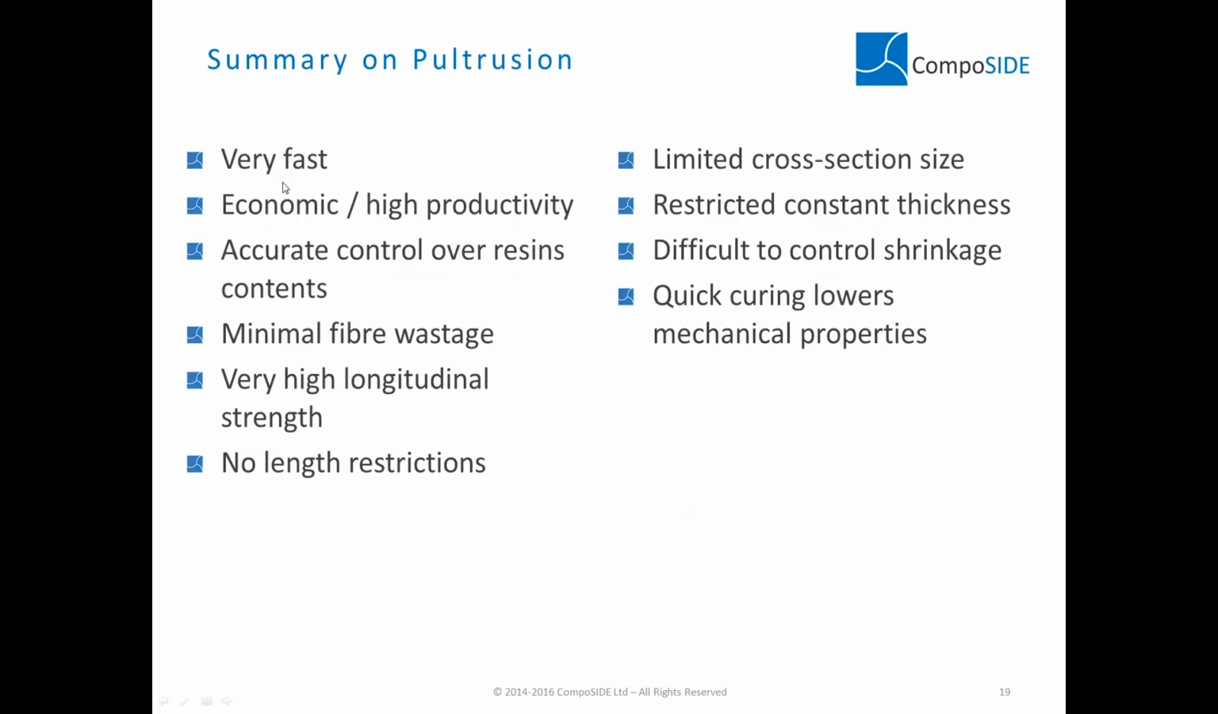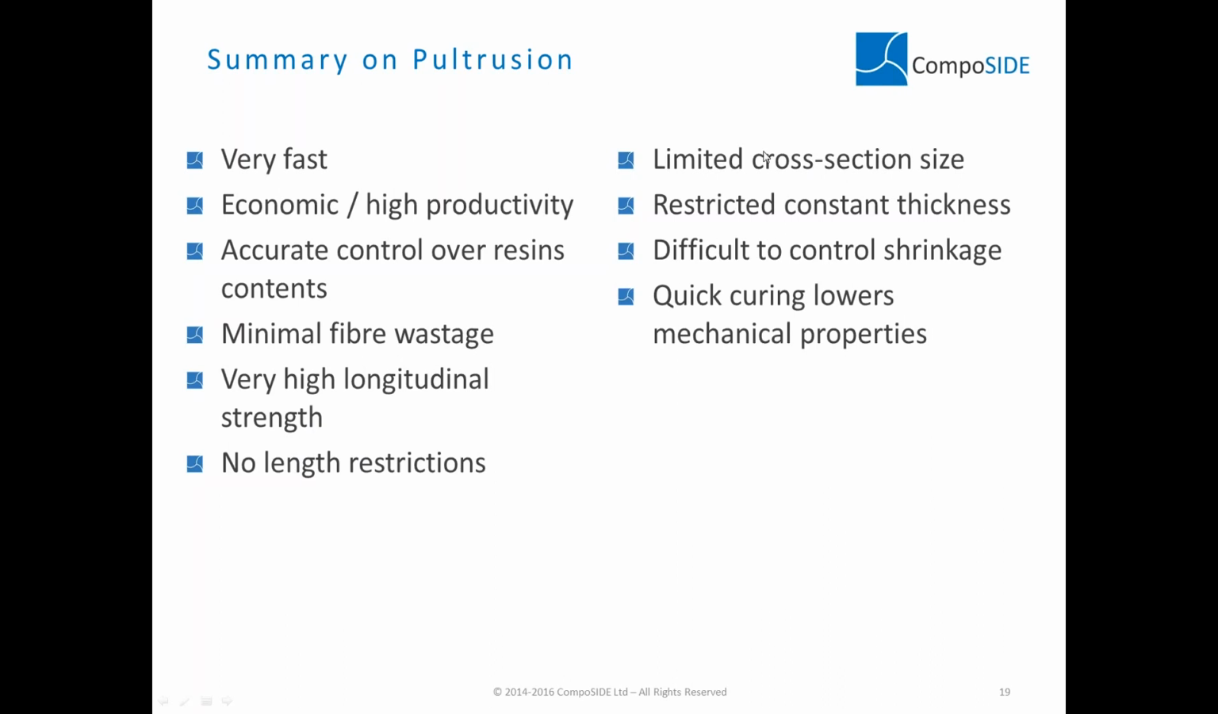So in summary, it is something that is extremely fast, is fairly economic with a very high productivity level. It gives you, very importantly, accurate control over resin contents, which is very important when using your products in order to control the mechanical properties. It is a low wastage manufacturing process, and it gives very high longitudinal strength. There are also no length restrictions.